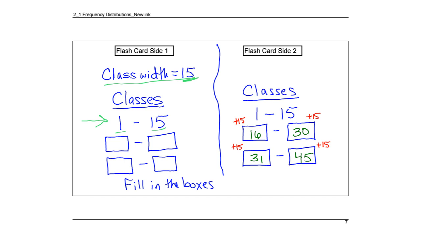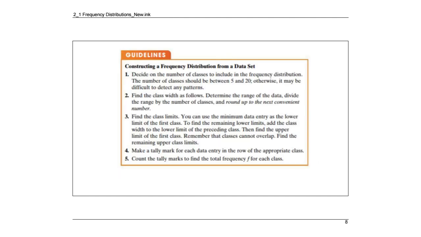So I did talk about it a little bit. We're going to start with the 1. We're going to start with the lower limit here. We're going to add the class width of 15 to that 1. So if I add 15, I get to 16. If I add 15 again, I get to 31. This is how we're going to make these classes. On the other side, we started with 15. If I add the class width of 15, I get to 30. If I add the class width of 15 again, I get to 45. So we're just going to add 15 all the way down. We'll do some examples in a little bit.